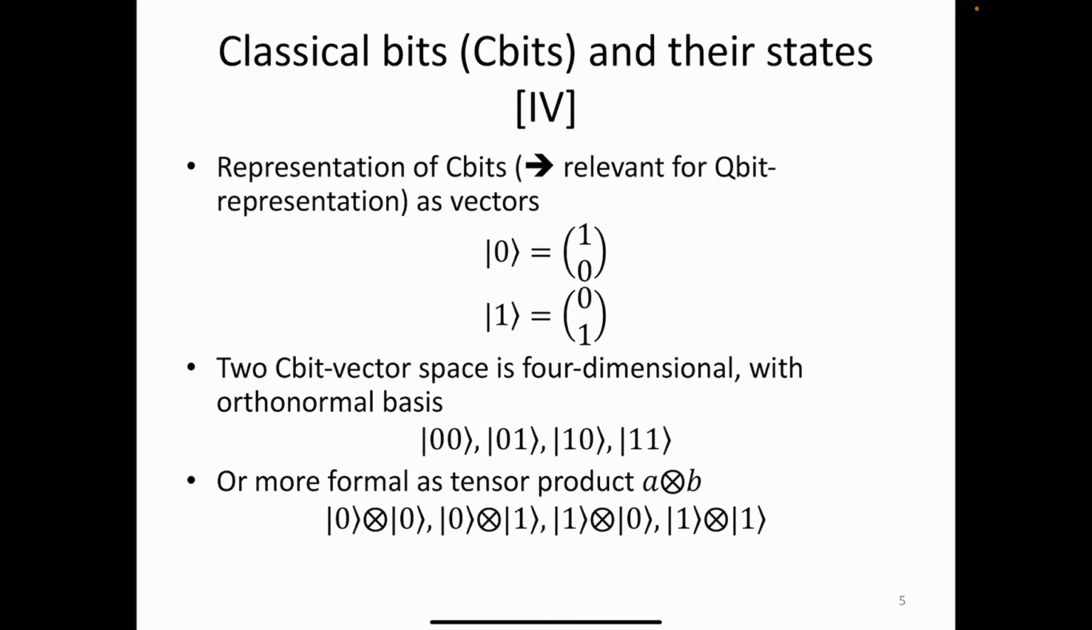We also talked about the vectorial representation. For the state 0, it is 1, 0. For the state 1, it is 0, 1, which generalizes to 2-qubit states as we had before. Or C-bits in that case. The 2 C-bit vector space is 4-dimensional with an orthonormal basis.